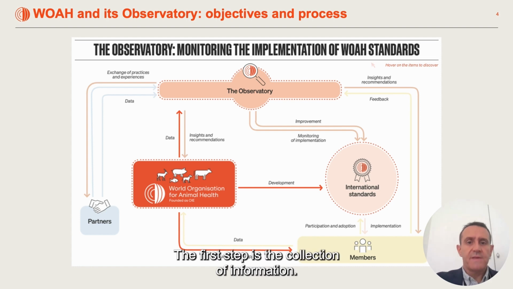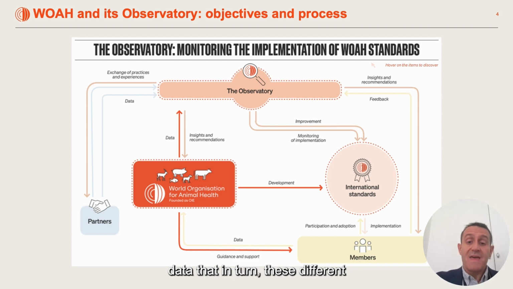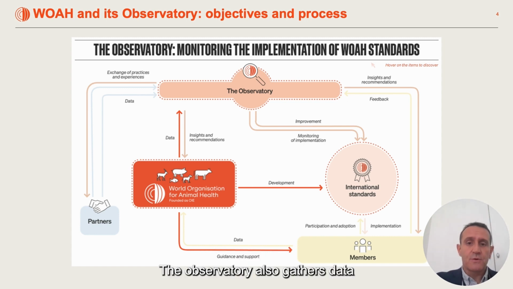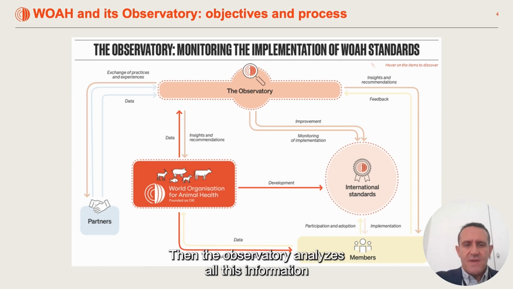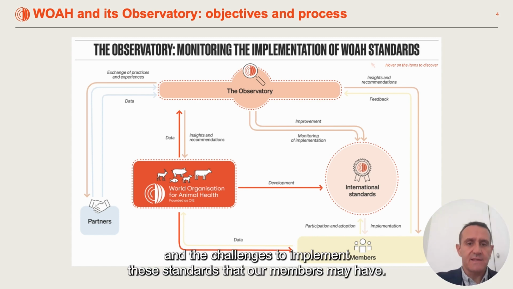The first step is the collection of information. The Observatory collects data from different WOHA departments, data that in turn these different WOHA departments have collected from our members. The Observatory also gathers data from other international organizations. Then the Observatory analyzes all this information to get an understanding of the level of uptake of WOHA standards and the challenges to implement these standards that our members may have.